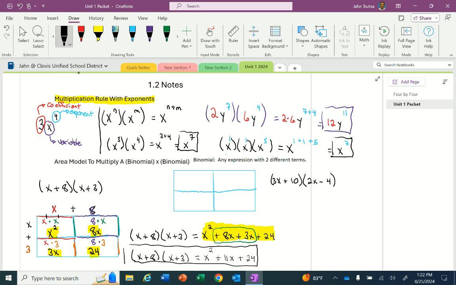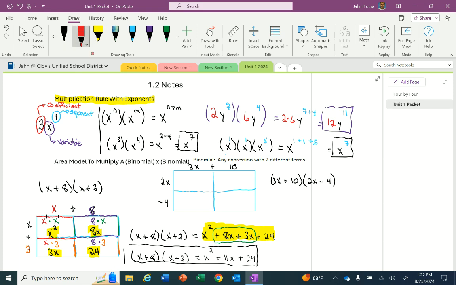All right, so how do we do this? Well, we take what's in the first parentheses, the 3x plus 10. We write that along the outside top of this rectangle, which is called an area model. I take what's in the second parentheses, 2x minus 4, and I write that along the outside on the left. And notice how I wrote the minus 4. I put the 2x, and then I put the minus 4. So that minus 4, we're going to know that is a negative 4.